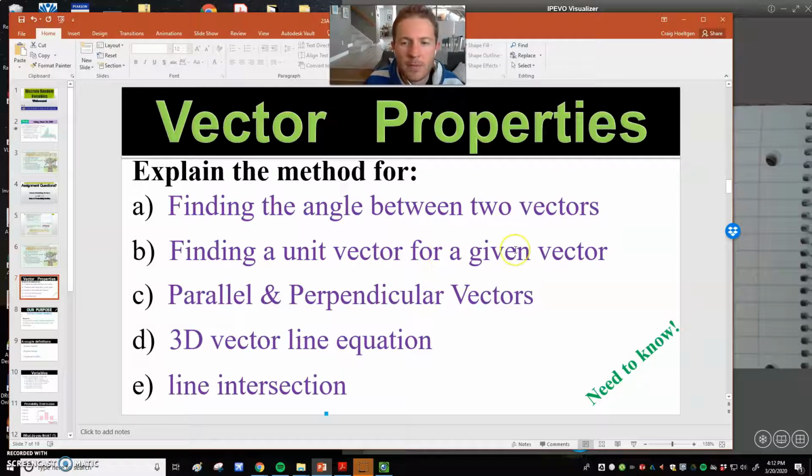Find a unit vector for a given vector. So unit vector, remember, that means it has a length of 1. So find its current length, maybe it's 28, and multiply by 1/28. Just take its length and multiply by its reciprocal.